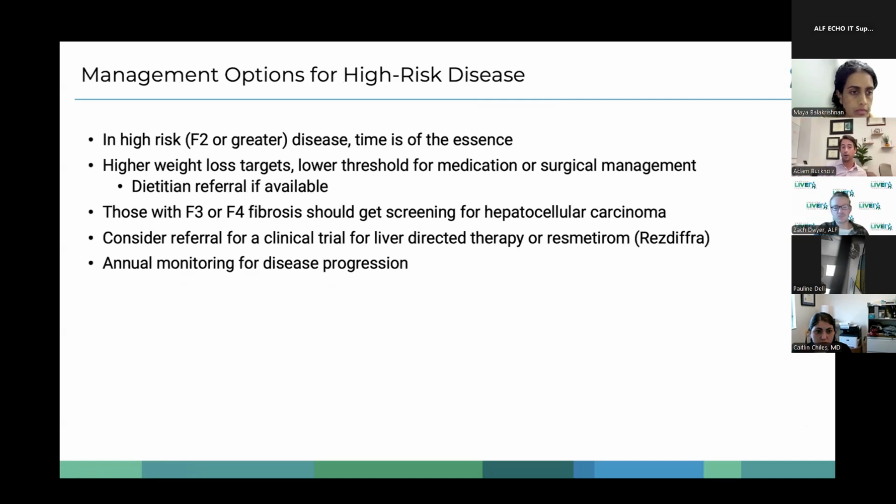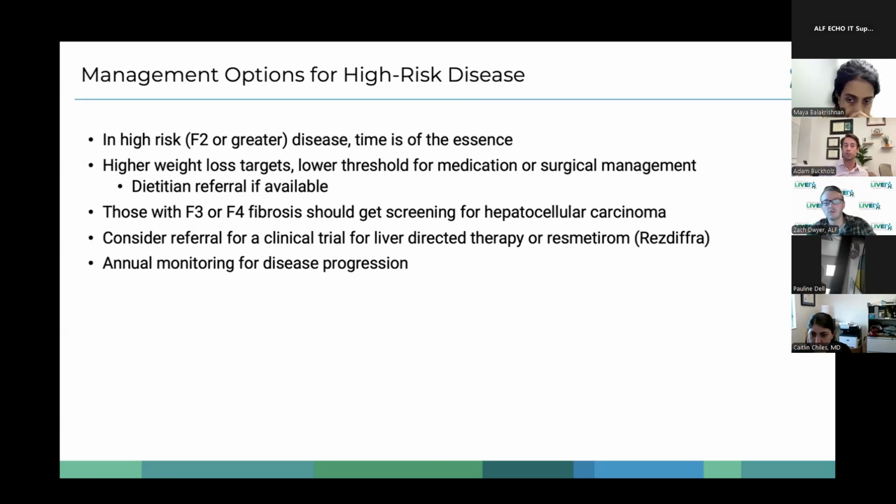So for patients with high-risk disease, time is a little bit more of the essence. We do have higher weight loss targets, as we talked about, and a lower threshold for medication or surgical management. If you have access to a dietitian, I certainly would have anyone with F2 disease or higher see a dietitian to try to optimize care.